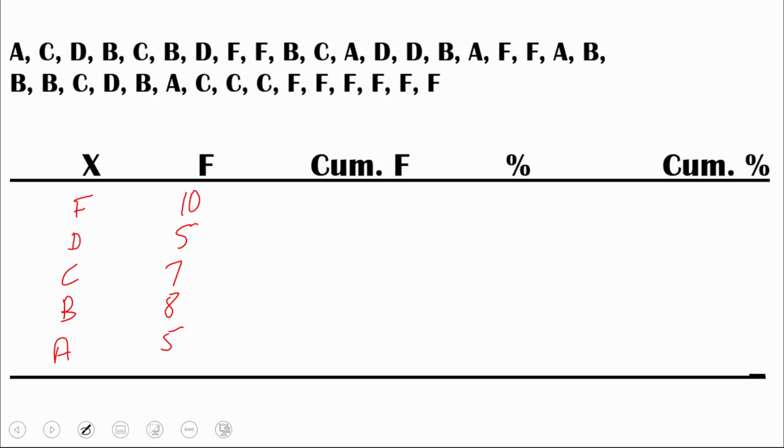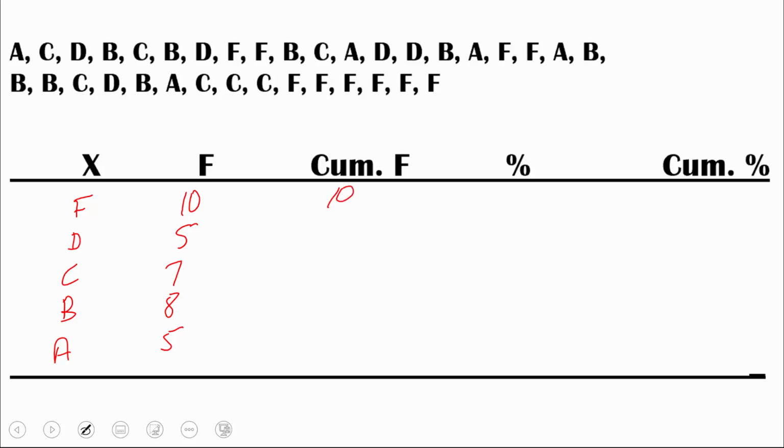As I mentioned, we also include some other columns because they provide some really nice information sometimes. For example, the cumulative frequency is going to tell us how many students scored at that level or below. So in this case, I want to figure out how many students scored an F or less. And an F is the lowest score you can have. There were 10 students who scored an F, so the cumulative frequency at this point is 10.